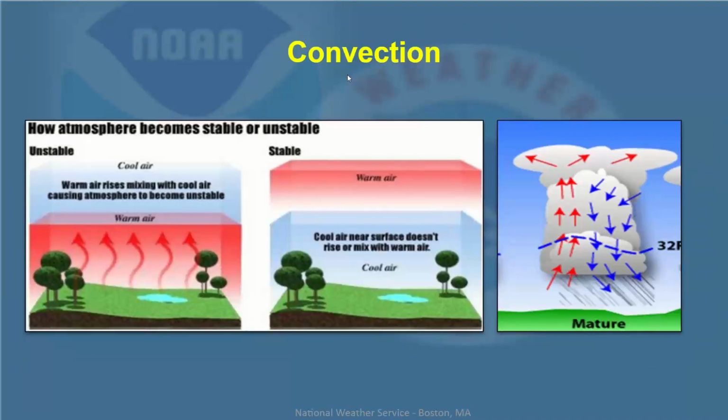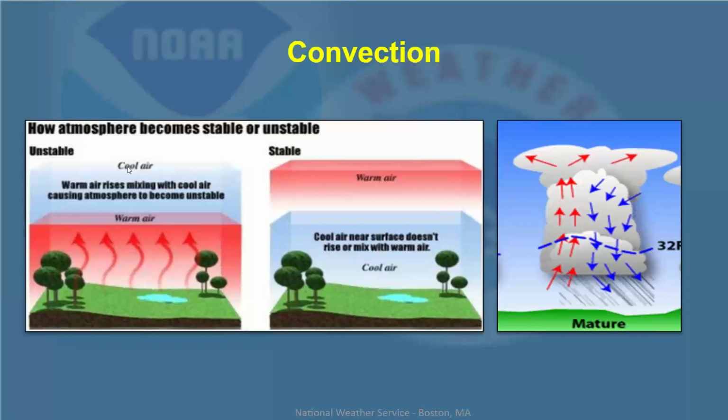So just to review convection, remember it's rising air that rises, condenses, and forms clouds and showers and thunderstorms. And also our tropical systems are the results of convection. They're called warm core systems. So they're purely the result of organized convection. So when we talk about an unstable atmosphere, it's like on the left, we have warm air below, cool air above.